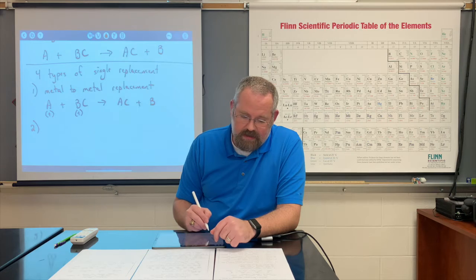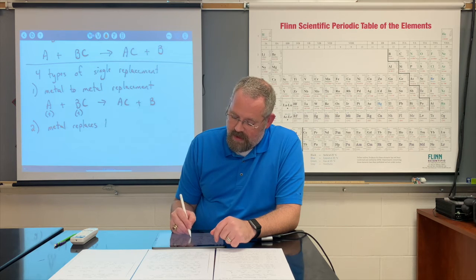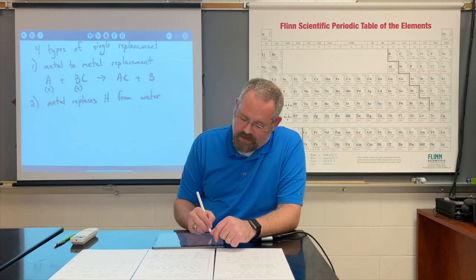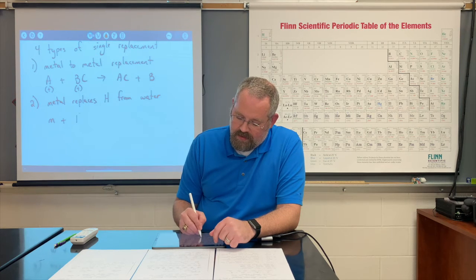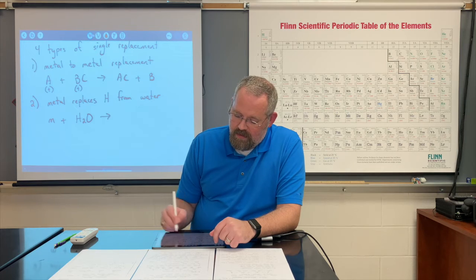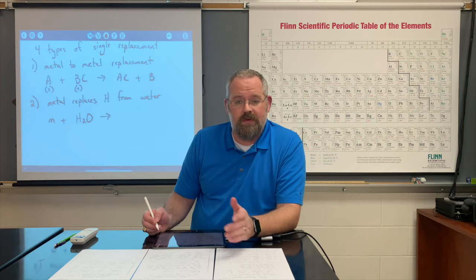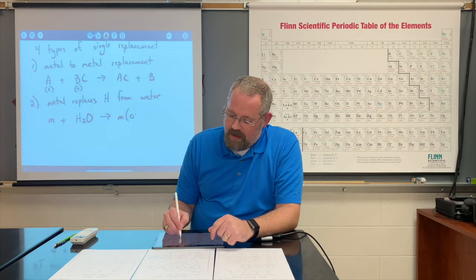Okay. Second type we're going to talk about is when a metal replaces hydrogen from water. So in that particular case, I've got some type of a metal plus water. Okay, and the prime example of this is an alkali metal in water. Okay, you put sodium in water, lithium in water. What you end up with is a metal hydroxide plus hydrogen gas.